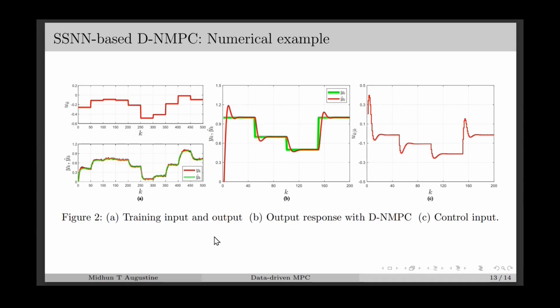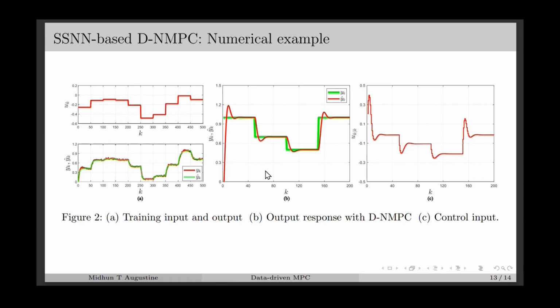Figure 2 shows the response of the SSNN-based data-driven NMPC. Here, this first subplot shows the training input and output, where we can see the output predicted by the SSNN in green color and the actual output in red color, and the predicted output is closely matching the actual output.